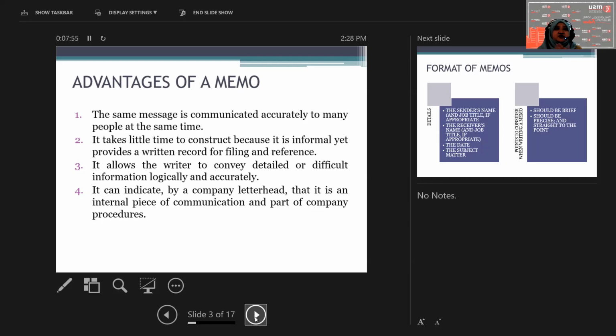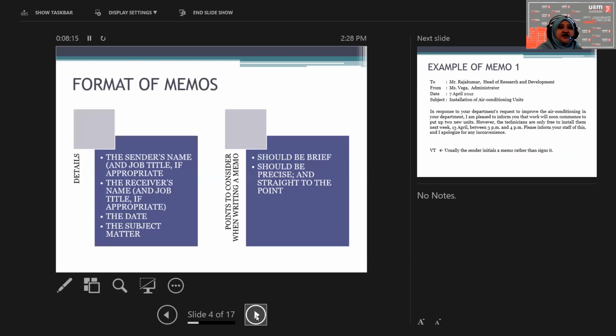Okay. If you notice in any letters that you receive from MSU, MSU also has a letterhead. MSU logo, MSU name, MSU address, phone number, and also email where you can communicate with them, and that's a letterhead. Okay, moving on to the format of memos.